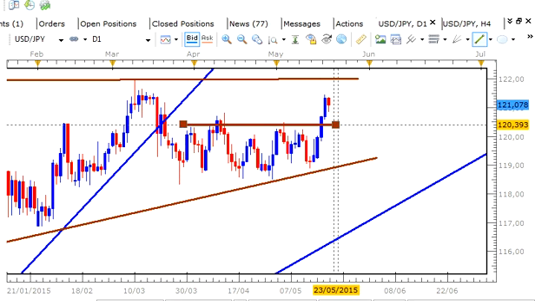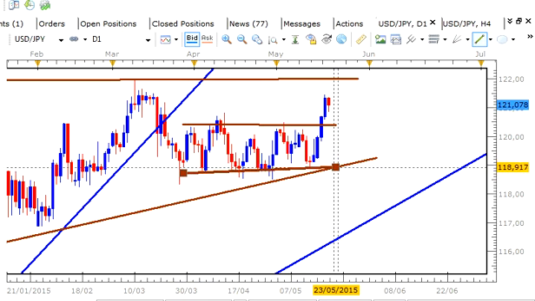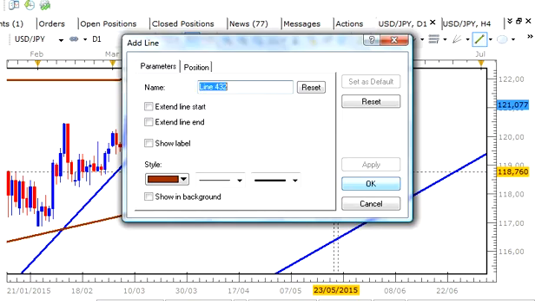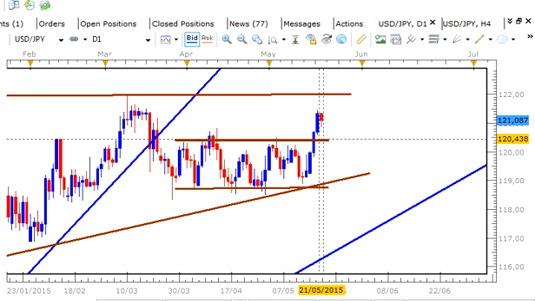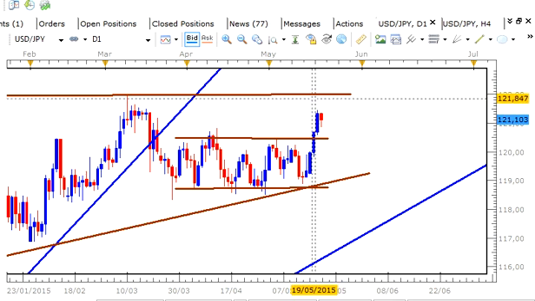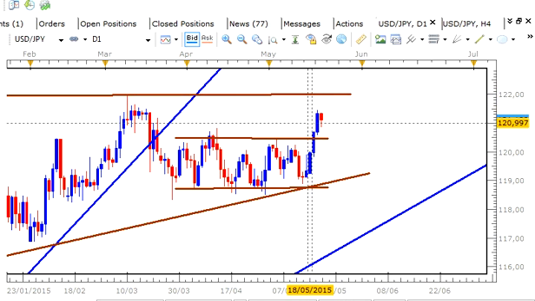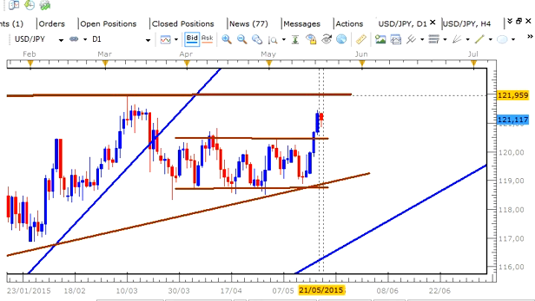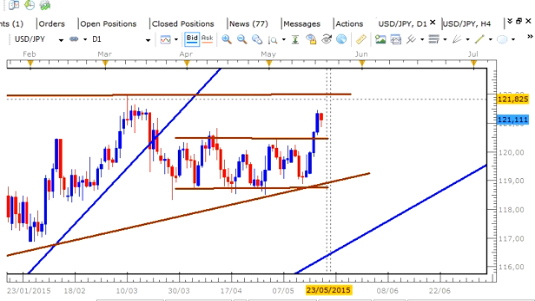Here we see that the resistance boundary will be formed at this area here with the corresponding support drawn along these support points. And you'll notice that the resistance barrier here has been broken with a bullish candle. However, given the fact that we're very close to this resistance area, any trades going long in favor of the US dollar may be limited to a very small number of pips.